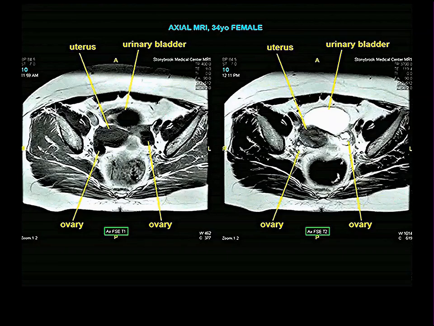Here's the uterus. The uterus itself doesn't change that much in appearance, but now you can see all those follicles in the ovary because they're filled with fluid. So if you want to see an ovary, you do a T2 weighted MR and you can see it. Gorgeous.